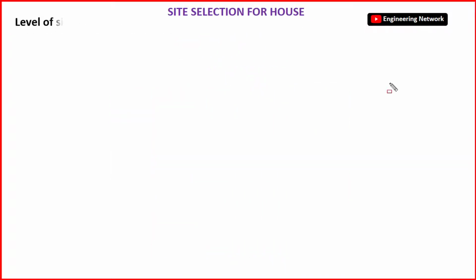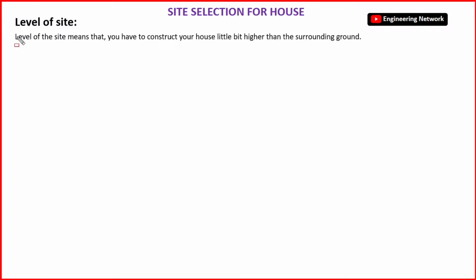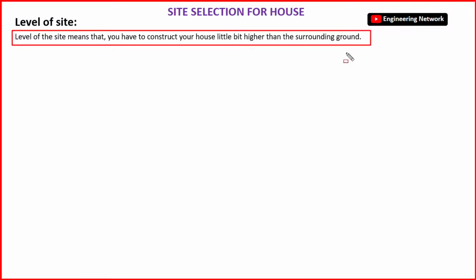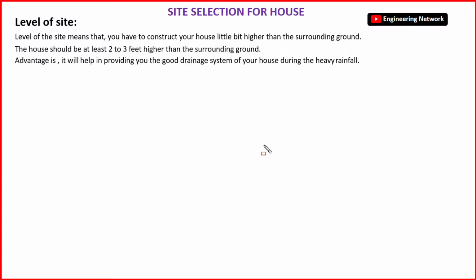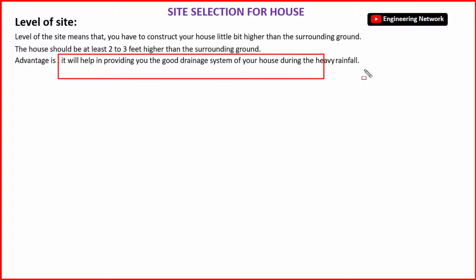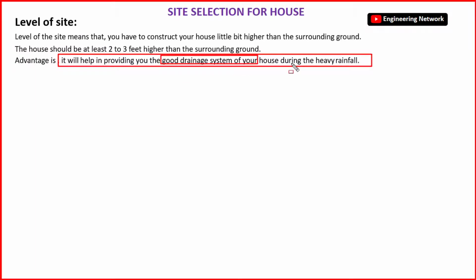So the first factor is the level of site. Now what is meant by level of site? Well, it means that before you start construction, you have to make the site a little bit higher than the surrounding ground. Which means that your house should be at least 2 to 3 feet higher than the surrounding ground. The advantage of constructing a house higher than the surrounding ground is that it will greatly help in providing a good drainage system for your house during heavy rainfall.